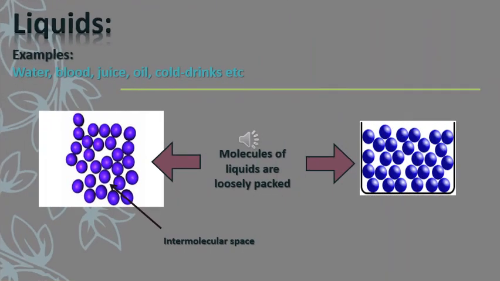As you can see in the picture, this shows the intermolecular space between the molecules in a liquid. You can see that molecules are loosely packed. They have some space in between them. This is the reason why liquids do not have a fixed shape. Why do they flow, or why do they take up the shape of the container in which they are kept? They have intermolecular space, and liquids keep on moving from here to there in that space.